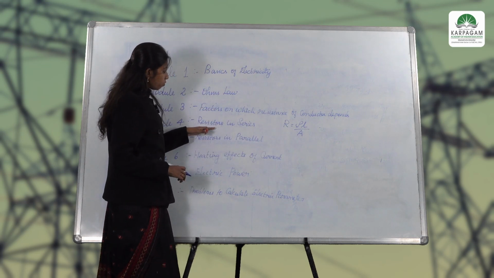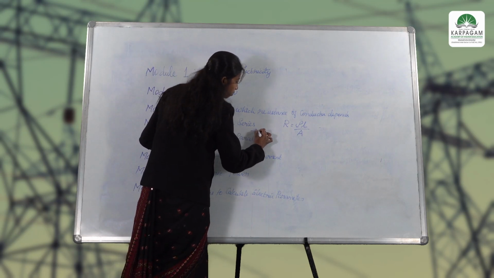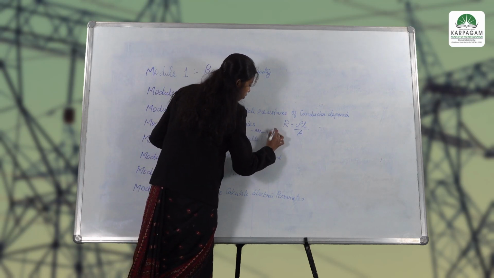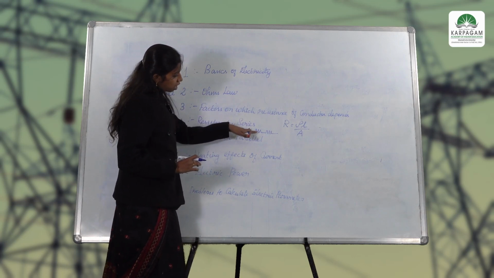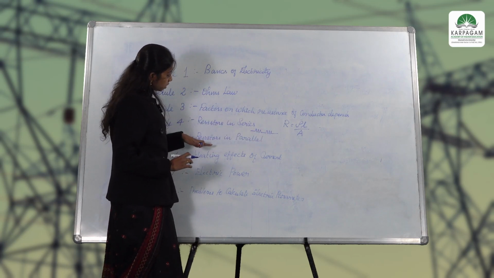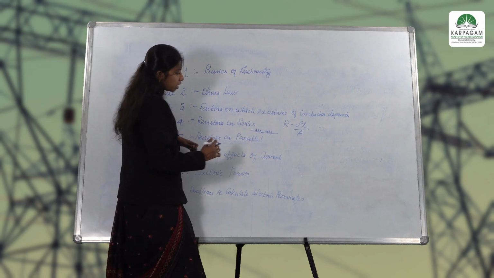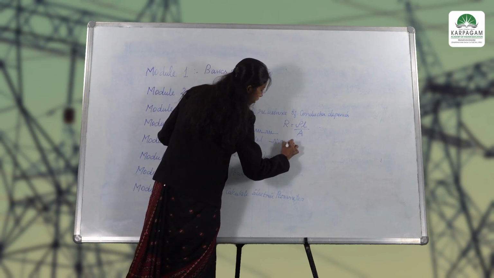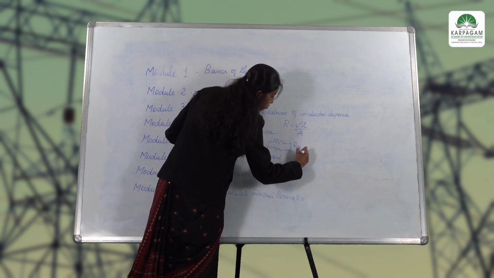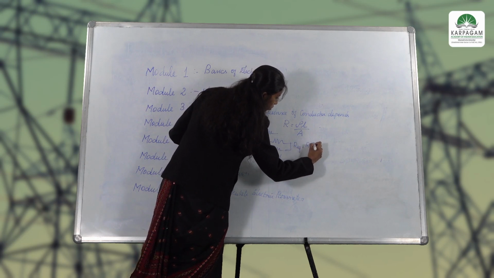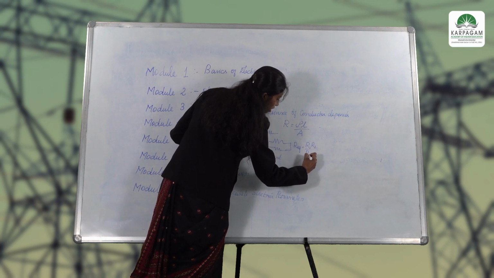And in the fourth module, we came across resistance in series, and we know that when resistors are connected in series, they should be added. So our total series resistance will be calculated as R1 plus R2. And in module 5, resistors in parallel, we saw that when resistors are connected in parallel, the equivalent resistance is given as R1 into R2 divided by R1 plus R2.